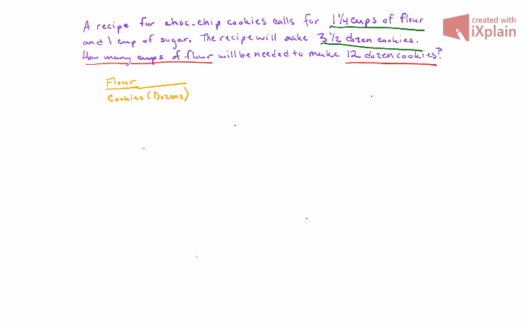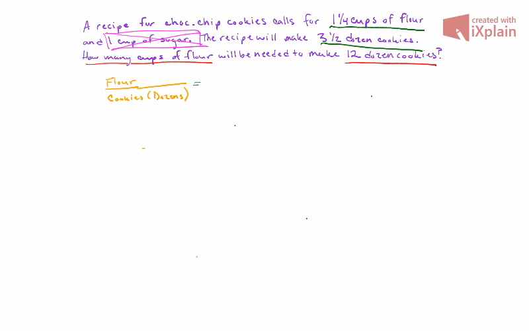The other piece of information that they talk about is this 1 cup of sugar. But notice that they only mention the 1 cup of sugar there. They don't ask you how many cups of sugar you're going to need to make 12 dozen cookies. They're only asking you about the relationship between the flour and the cookies. So this information for this particular problem is not needed.